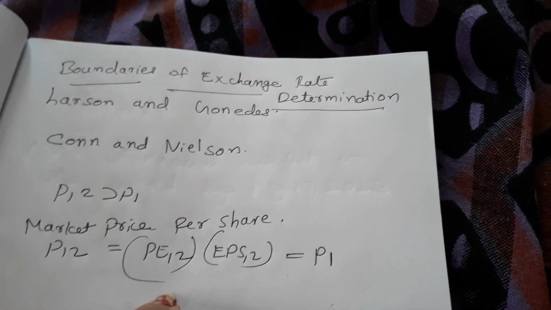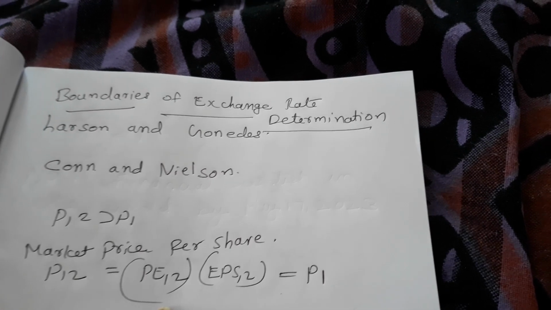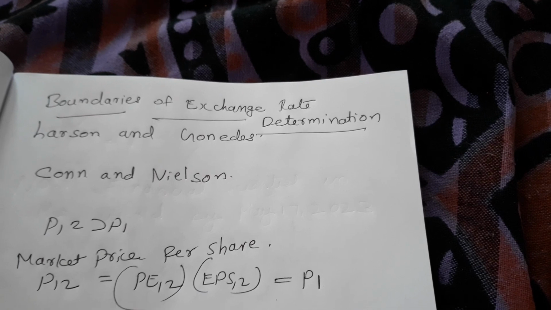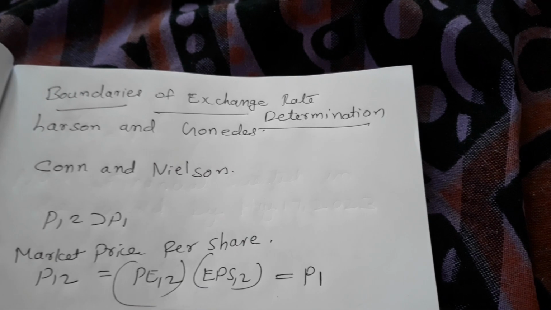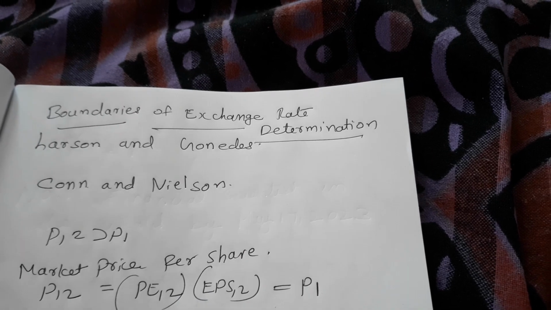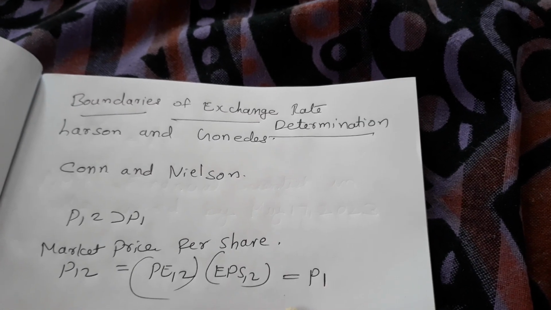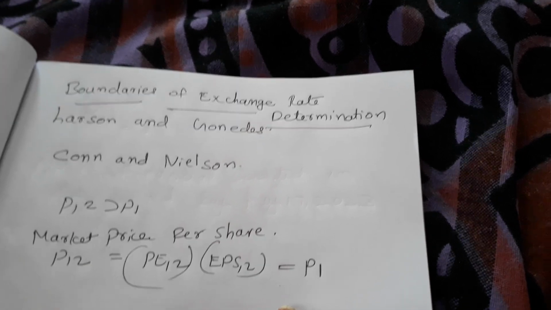Now let's see the market price per share. It's very easy to find out. We should first know the price to earnings ratio. What is the price to earnings ratio? Market price divided by earnings per share. That ratio times the earnings per share of the combined firm will give us the market price per share of the combined firm.